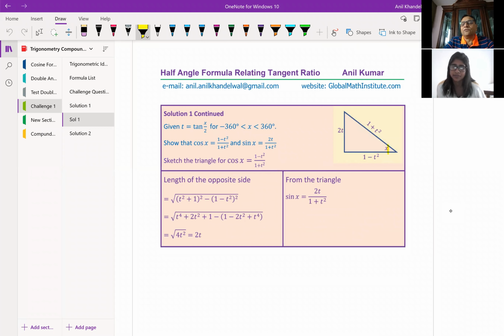We made a new triangle where the angle now is x, and we already know what cos x is. Cos x is 1 minus t squared divided by 1 plus t squared, which is the hypotenuse, correct? Right. Using the Pythagorean theorem, we can find the opposite side, which comes out to be 2t. And therefore, sine x is 2t over 1 plus t squared. Clear? Right. Nice. Perfect.